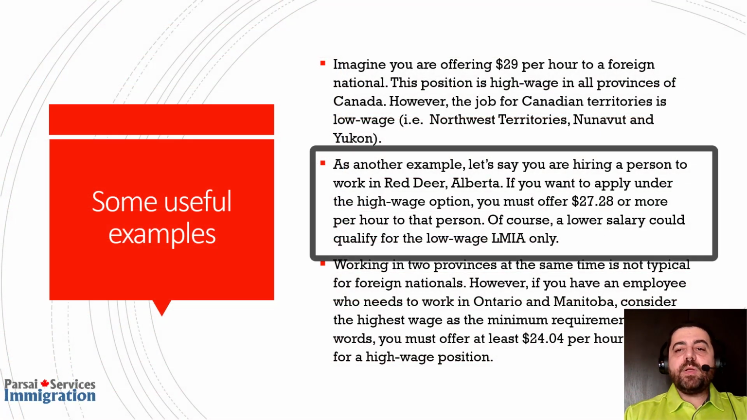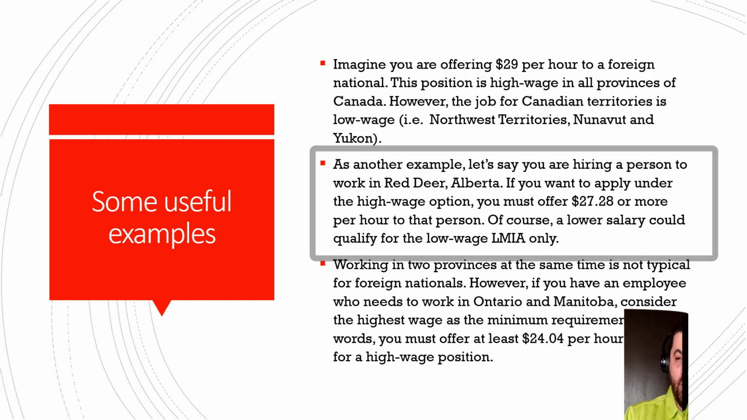As another example, let's say you are hiring a person to work in Red Deer, Alberta. If you want to apply under the high wage option, you must offer $27.28 per hour or more to that person. Of course, a lower salary could qualify for the low wage LMIA only.